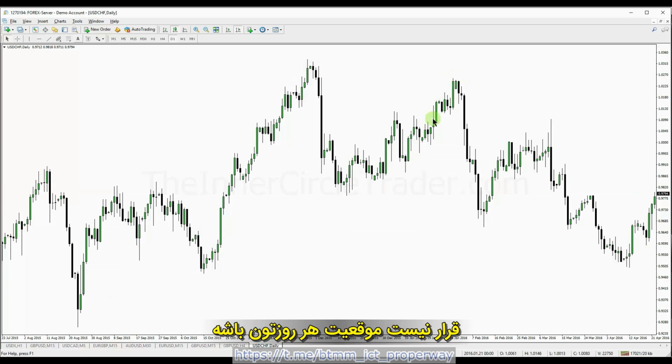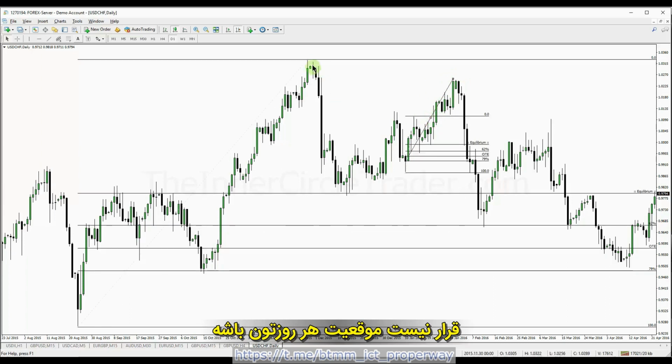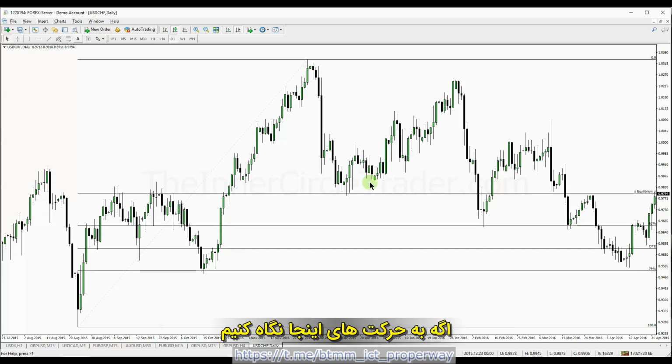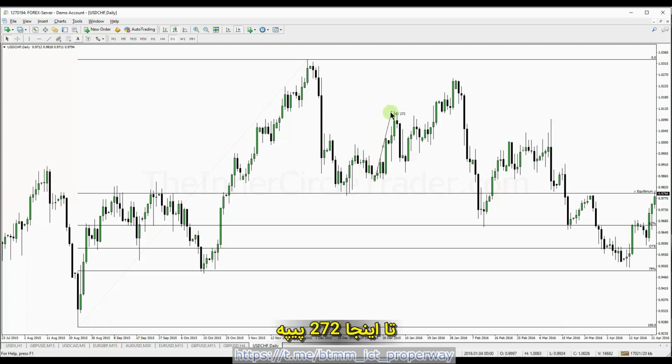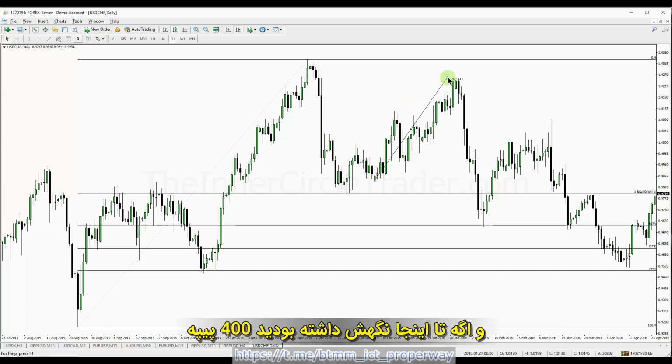It's not every day setups, but it's giving you significant setups. If we look at the moves that we called in here using what I'm showing you, if you bought down in here, just to this level, here's 140 pips. To here, it's 272 pips. If you held on to it, it's 400 pips.